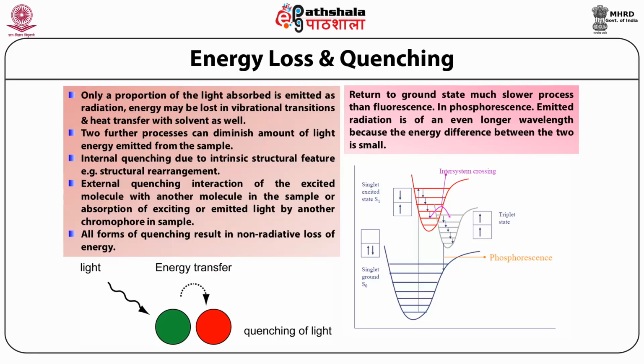Internal quenching is due to intrinsic structural features, for example structural arrangement. However, extrinsic quenching is the interaction of the excited molecule with another molecule in the sample, or absorption of excited or emitted light by another chromophore in the sample. All forms of quenching result in a non-radiative loss of energy.